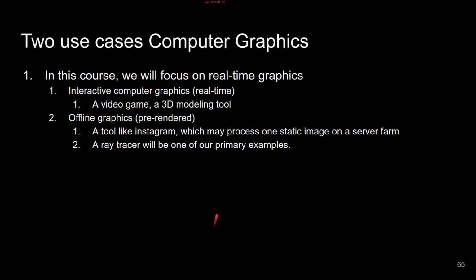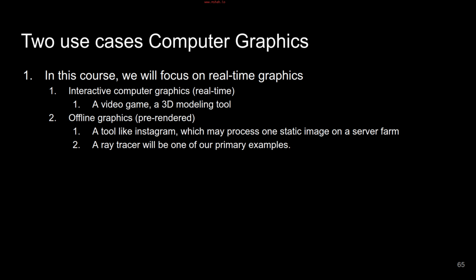Okay, so in this course, we're going to focus on real-time graphics. Again, that's anything that's interactive or happening in real time. A video game, a 3D modeling tool, these kinds of things. The other use case of computer graphics is what we call offline graphics, where you've pre-rendered everything. A tool like Instagram, which takes one image at a time and processes it.